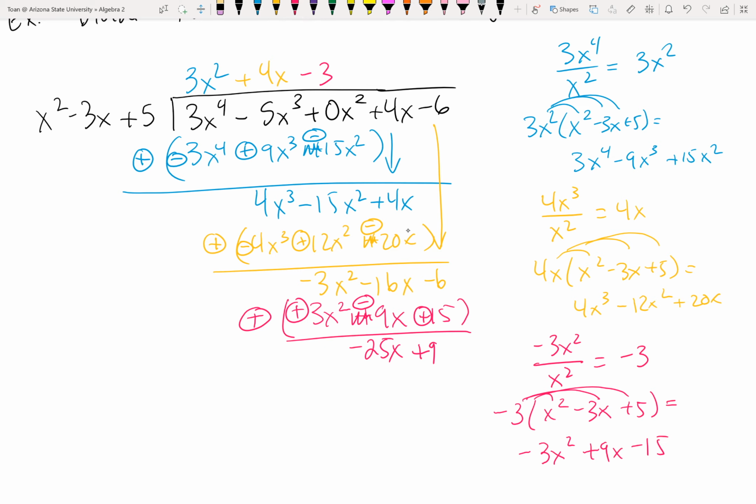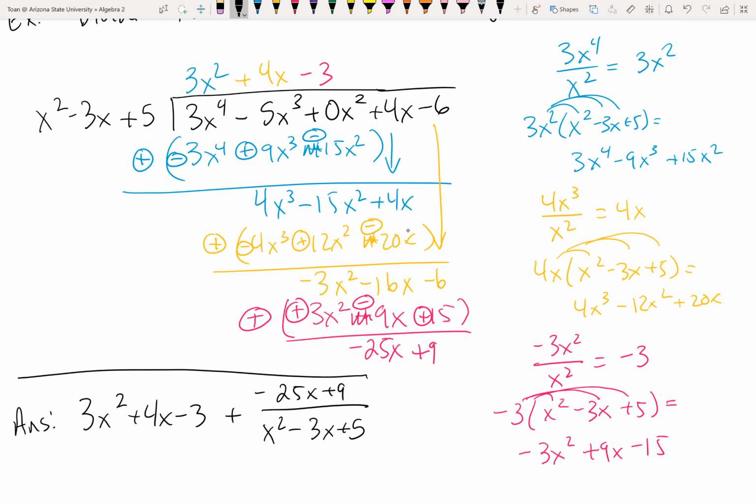So what is our answer? Don't just leave this as your final answer. You actually have to write something down. Your answer is up here. This is your quotient plus your remainder. So let's go ahead and write them down. So the answer is up here: 3x squared plus 4x minus 3. And how we deal with the remainders is we always add the remainder over what we divided by: x squared minus 3x plus 5. That is our answer.